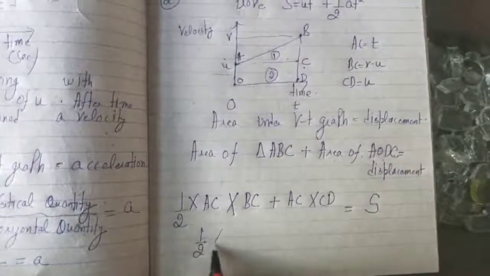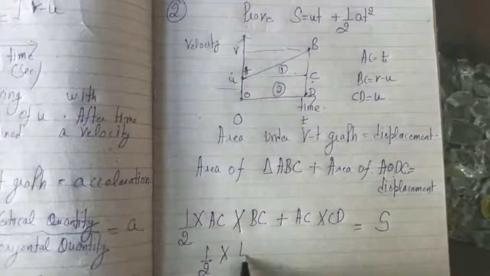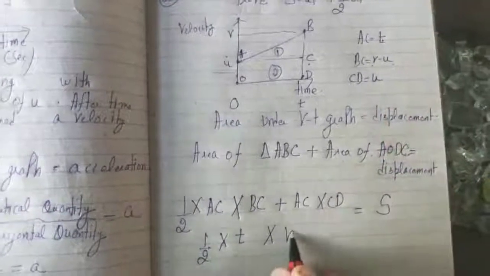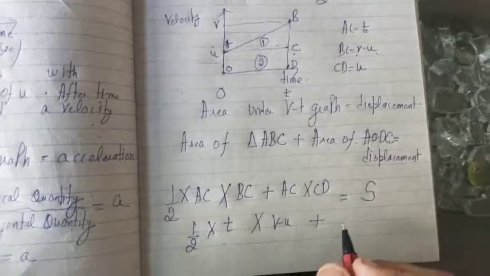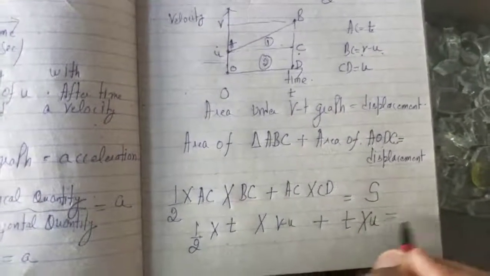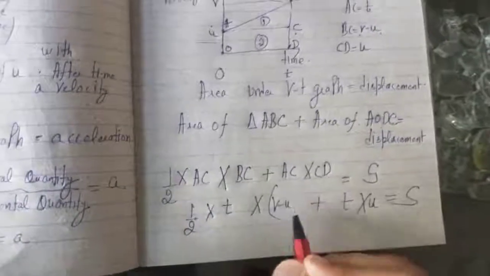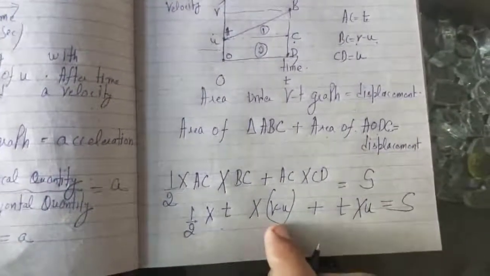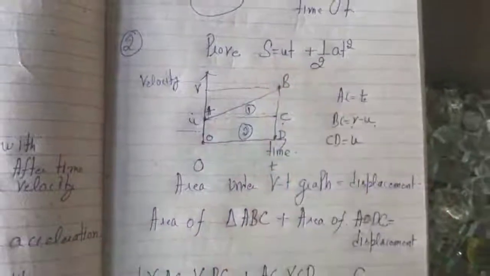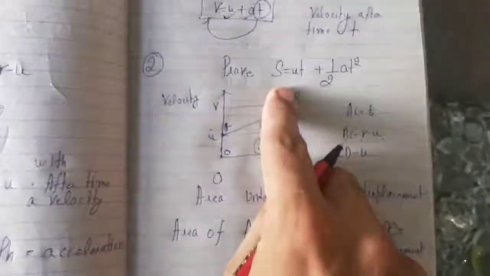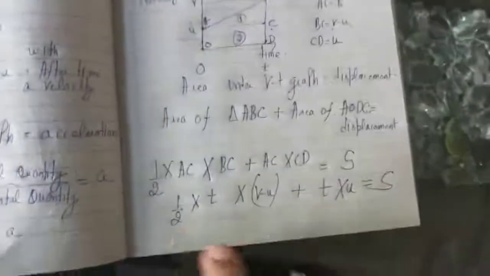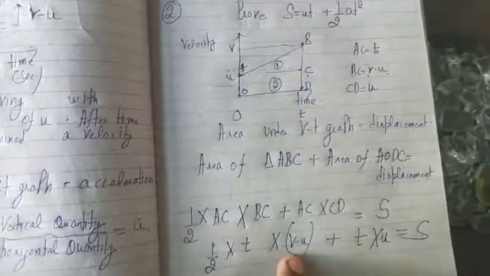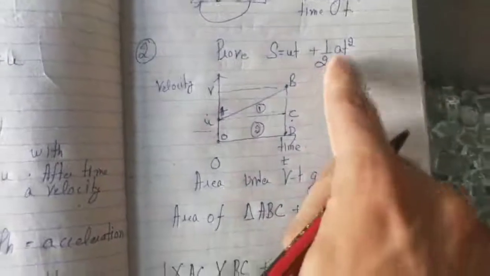Half into the value of AC, which is t, into the value of BC, which is V minus U, plus the value of AC, t, into the value of CD, U, is equal to S. We have to note down that concept, because here V minus U is coming, but in our requirement there is no V minus U. U is there, t is there; but V minus U is not there. Acceleration is there.